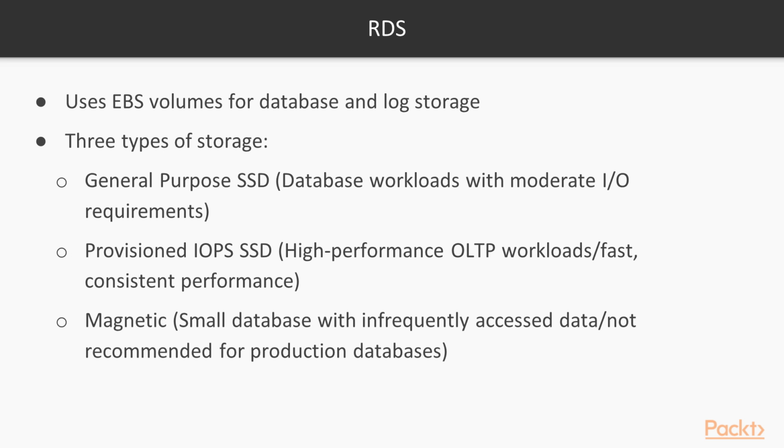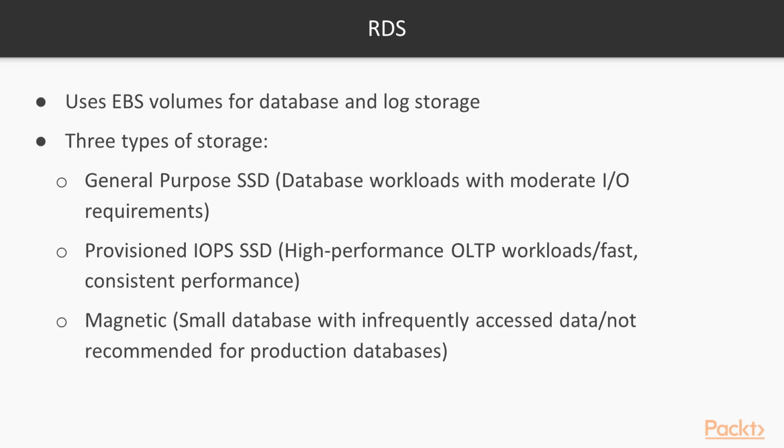RDS uses EBS volumes for both the database and for log storage. Now recall from our previous section, EBS volumes, that's elastic block storage, are network-mounted block storage volumes. So it's very similar to how you've probably installed a database on-premise. The backing store is actually a SAN over the network. And you have three types of storage, exactly as you do with Amazon EC2.